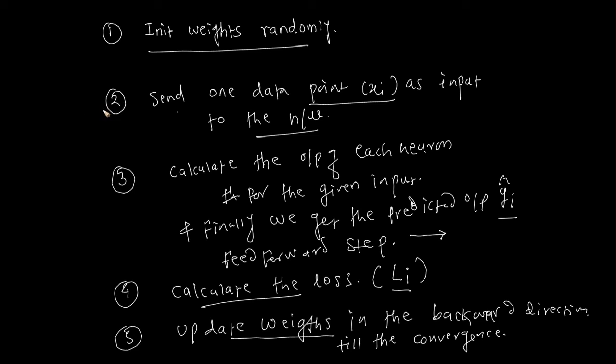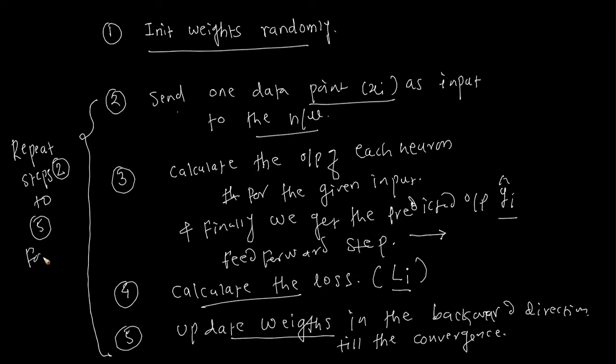Now we did this step for input xi, right? So we'll repeat these steps. Repeat steps 2 to 5 for all the data points. That means we'll repeat these steps for all the xn data points. There are xn data points in our data set, x1 to xn. So we'll repeat these steps for all the data points.